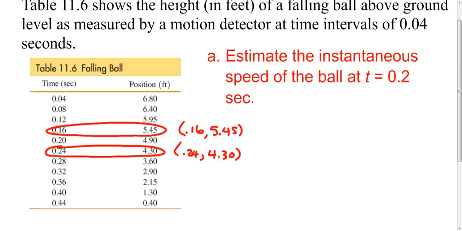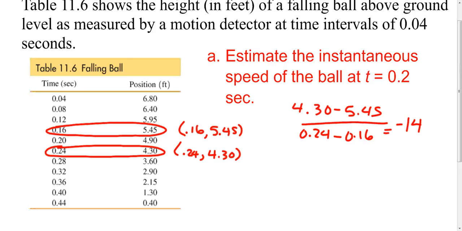Let's do that. Basically, we're finding slope. So I'm going to go 4.3 minus 5.45 over 0.24 minus 0.16. When I do that, I get negative 14.375. And it does make sense that your slope would be a negative number if the object is falling.